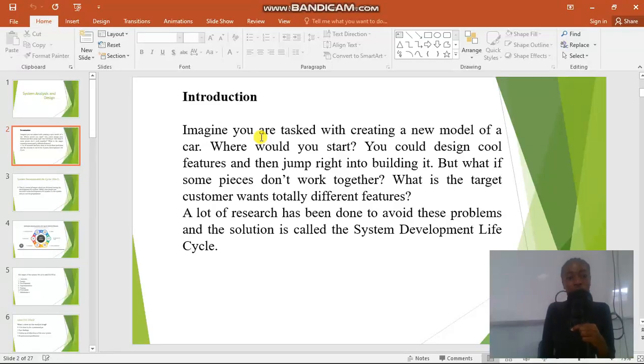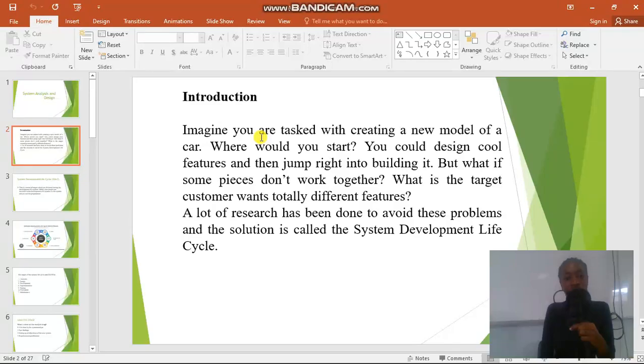Together with my group members, we are going to discuss the system development life cycle under the theme System Analysis and Design. We are going to look at two objectives which a learner is expected to know at the end of this lesson. Let's begin with our first objective: define system development life cycle.